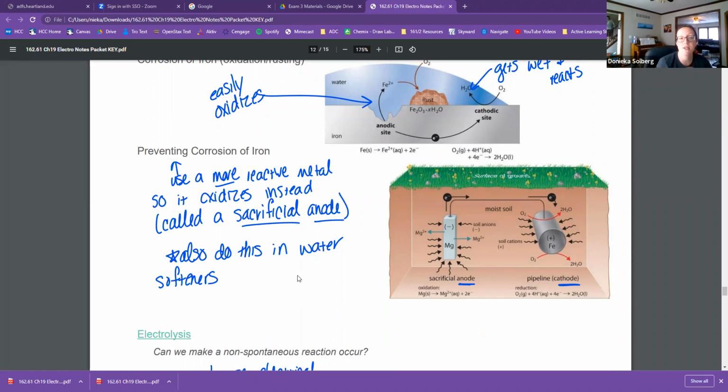Okay. We also do this in water softeners. We usually use a zinc one in there, but essentially it's a sacrificial anode, so it acts as the anode instead of the other stuff, like the coating in your water softeners. So that makes it so that we're saving those. So we use essentially spontaneous reactions to make sure that we don't have the ones that we don't want.